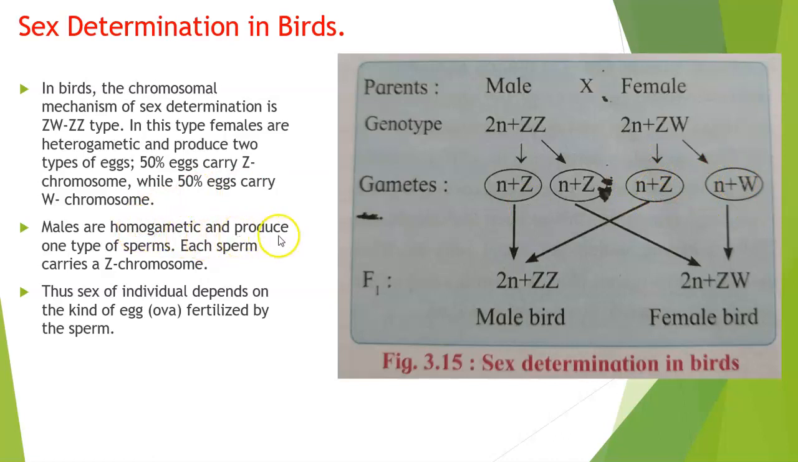Males are homogametic and produce only one type of sperm. Each sperm contains the Z chromosome here. Thus, the sex of the individual depends upon the kind of egg or ovum that fertilizes the sperm.